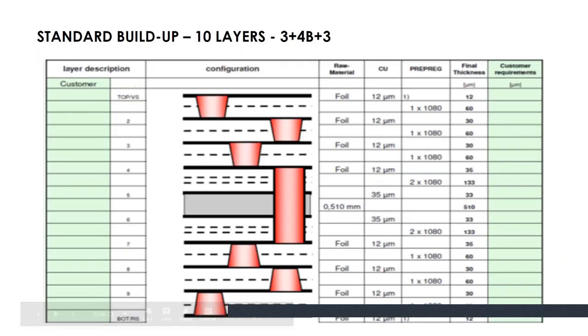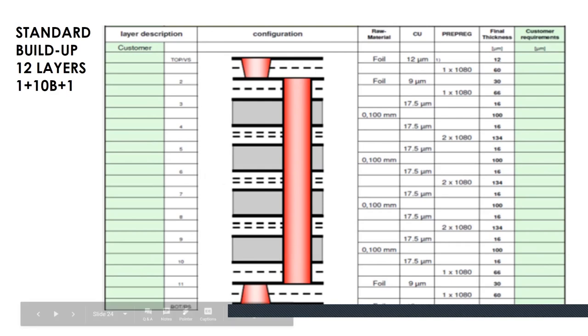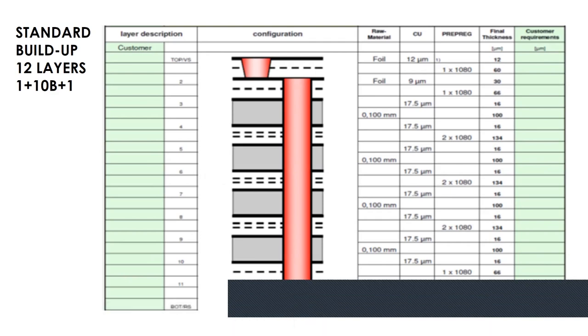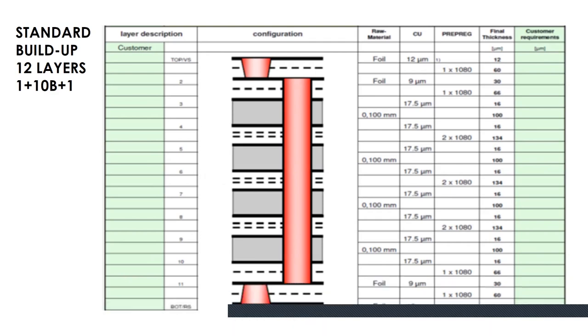Now one more is here. See this, it is very simple. 10 buried, 1 microvia on either side. It is also a 62 mil board thickness. Here this foil is starting with 9 microns. That's why it depends upon the trace width of that particular region.